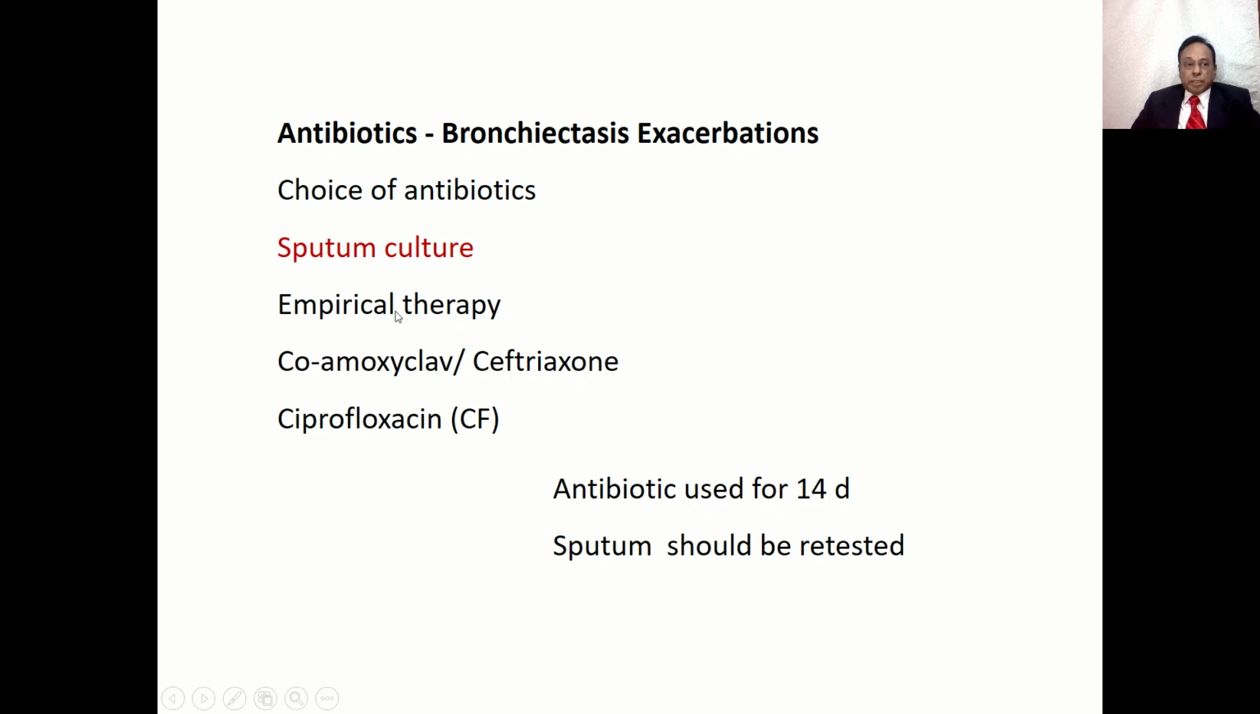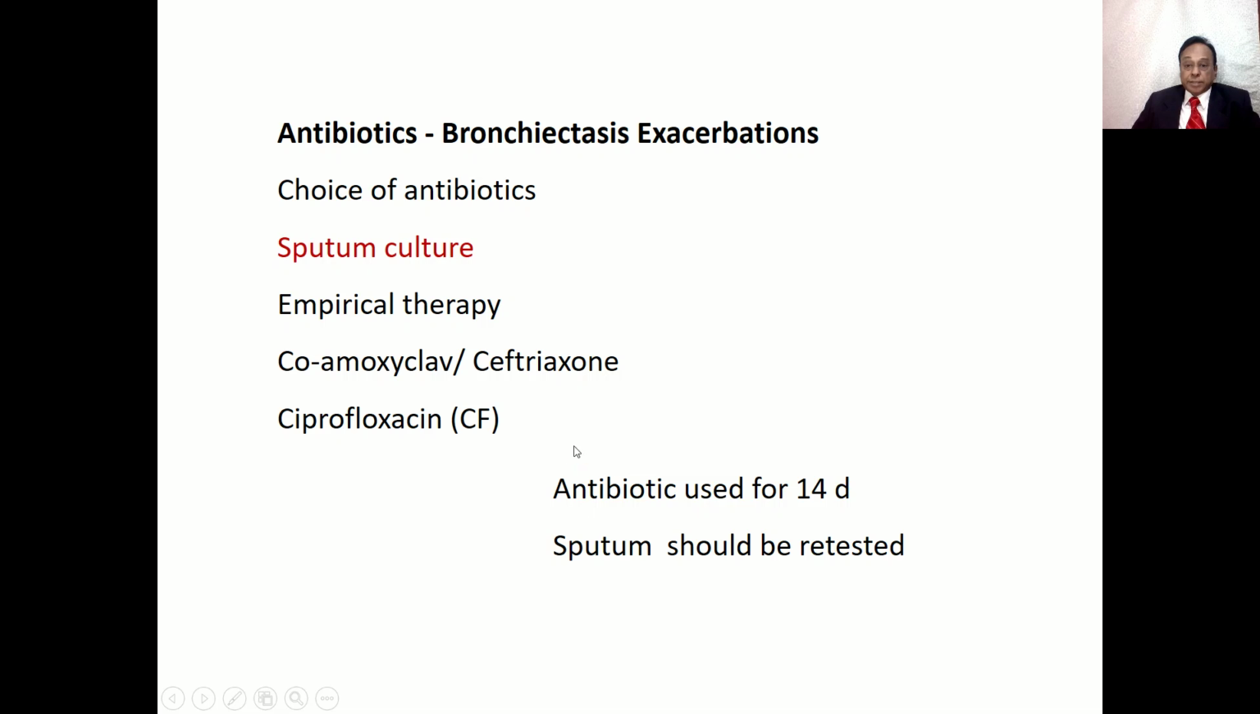So in a normal child, with bronchiectasis in a non-cystic form, the choice of antibiotics is typically after sputum culture, but many times it's not possible. You have to start empirical therapy. If you are admitting the child, the ideal choice is co-amoxicillin or ceftriaxone. But if you admit the child, the antibiotic should be used for at least 14 days. And before discharge, ideally, or after 1 month or so, you have to retest the sputum.